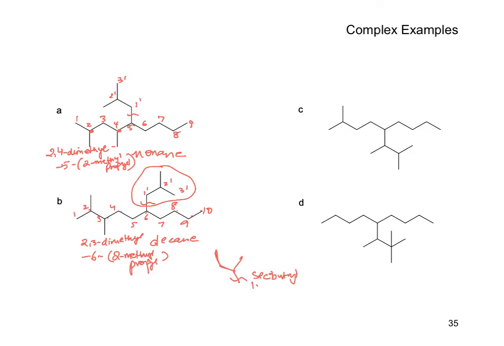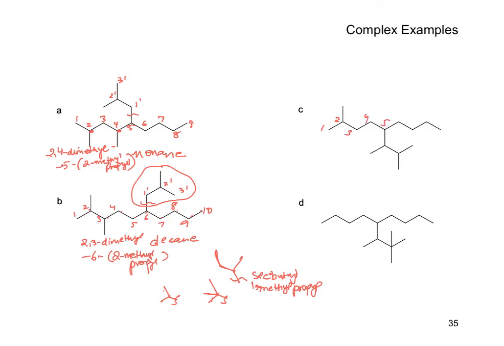Sec-butyl was 1-methyl propyl. And T-butyl was 1,1-dimethyl ethyl. And isopropyl, that is 1-methyl ethyl, only one. All right, let's take a look at another one.